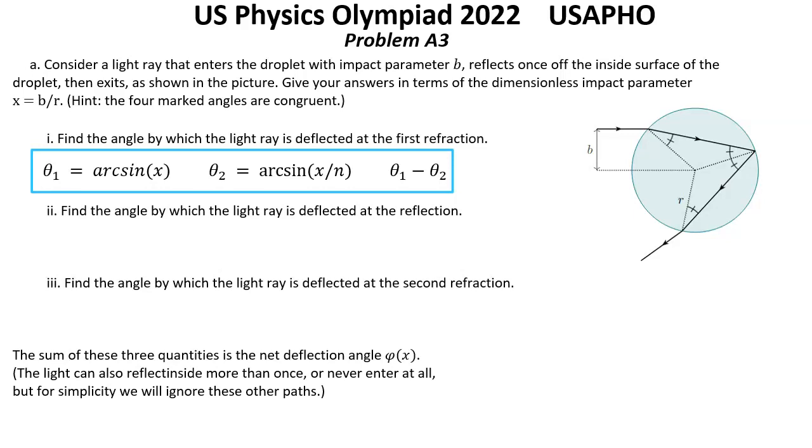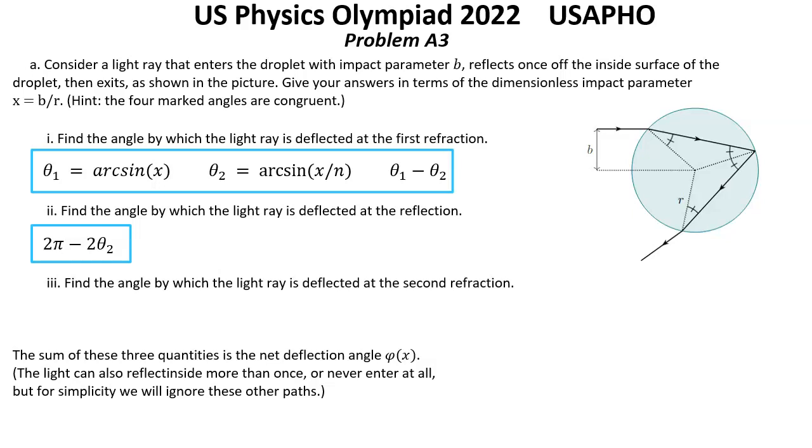Second, find the angle by which the light ray is deflected at the reflection. Solution: the reflection keeps the angle to the normal the same and causes a deflection of 2 pi minus 2 θ2. This was the answer for question II.